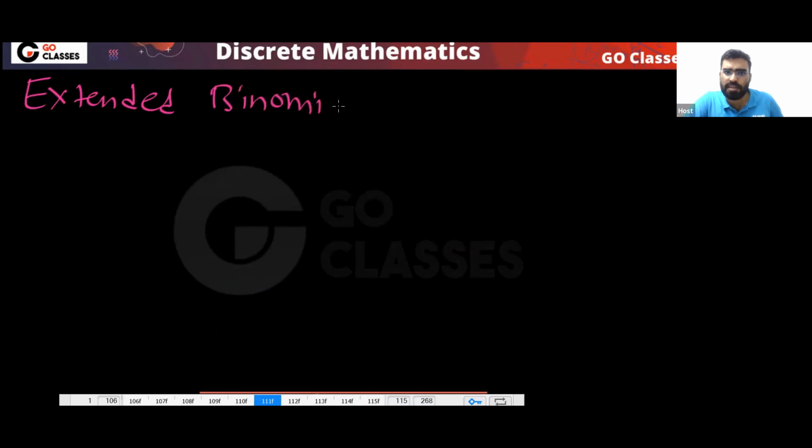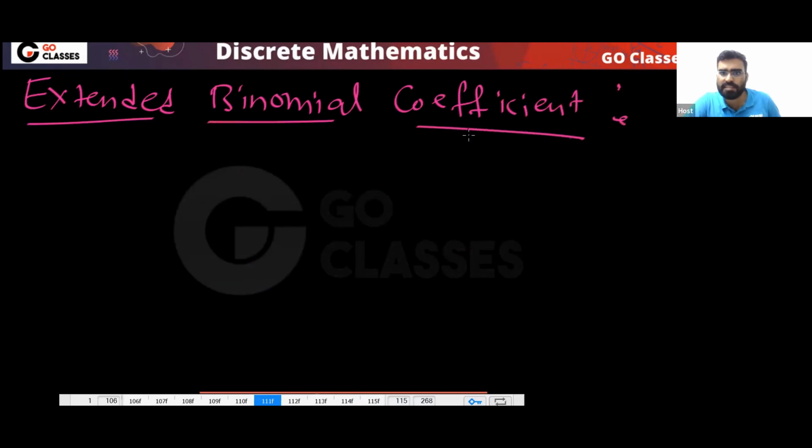Before we move on, we just have to understand something called the extended binomial coefficient. This concept we have to understand. Once you understand this concept, then your chapter is over. So what is the extended binomial coefficient? Only this we have to understand. Extended. Do you remember what is the binomial coefficient?